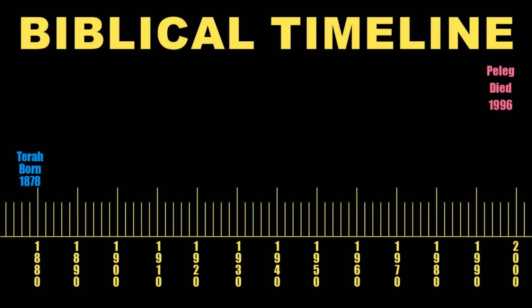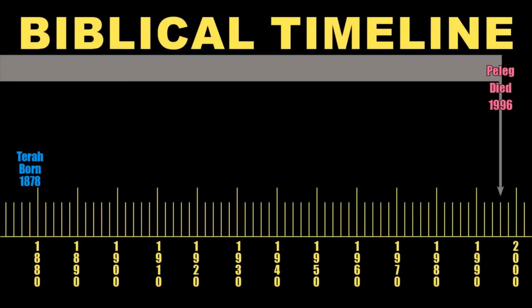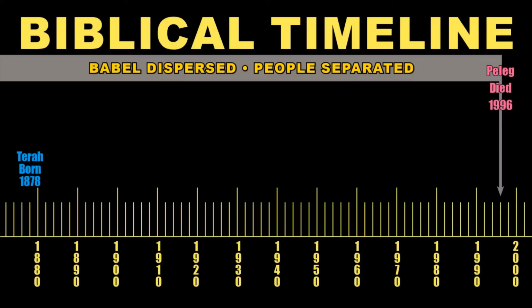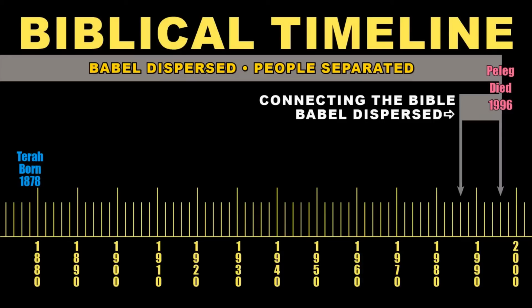and show the timeline until the death of Peleg in 1996. A reminder that nearly all biblical scholars that believe in the Bible think that Peleg's lifetime is the marking point for when Babel was dispersed and the people separated to the nations. On this channel, we think we can narrow down the dispersal of Babel to the last 10 years of Peleg's life, which coincides with Noah's end-of-life blessing, due to what he said there. But regardless, we can all agree that it was dispersed by the year 1996 and could not have happened later.